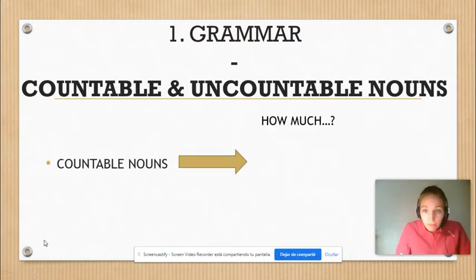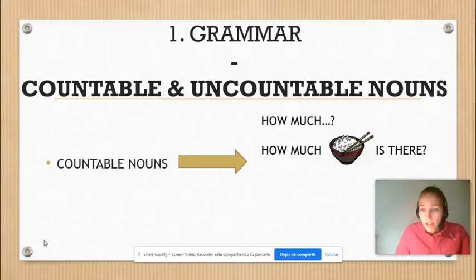In the question, we have to ask, and with uncountable, there is a mistake. Hay un error, chicos. En vez de countable, uncountable. In the question, we have to ask how much. How much rice is there? And we will answer, there is.